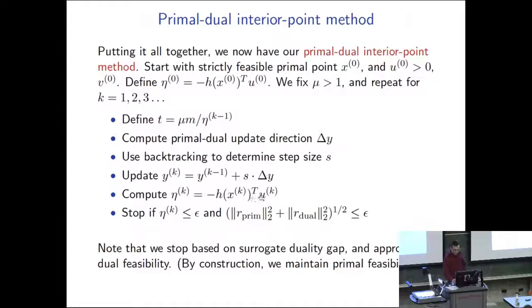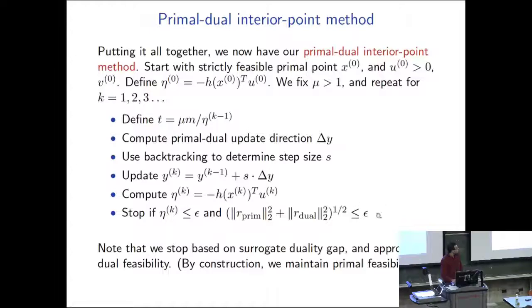We'll compute the duality gap again, or the surrogate duality gap again, which is this, the minus sum of ui hi evaluated at our current iterates. And instead of continuing on with these Newton updates, we're actually just going to stop with that one Newton update and update t. So go back to the first step here, update t.